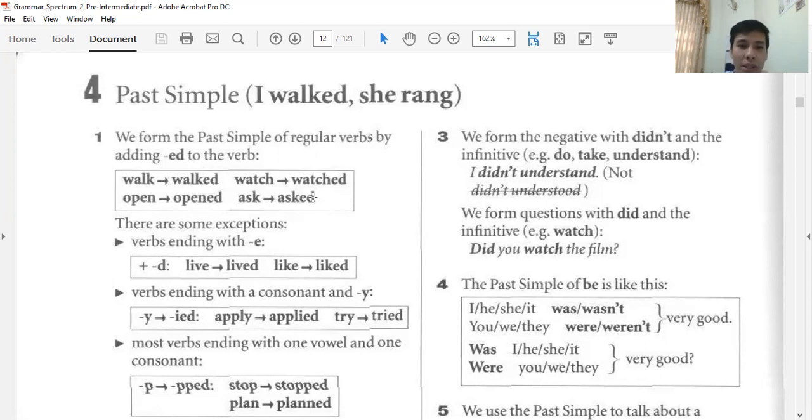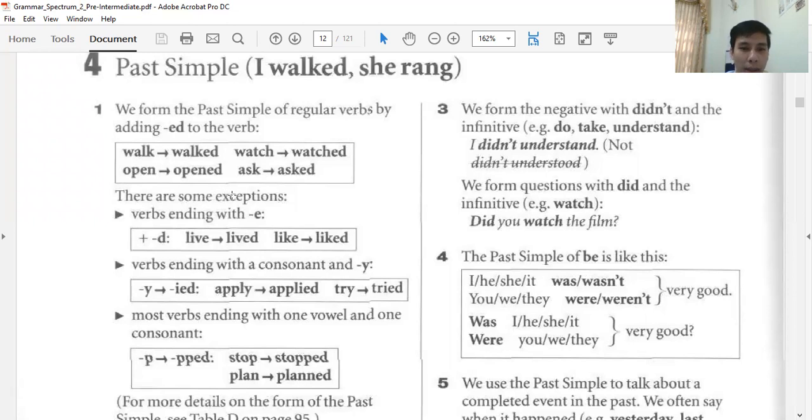So this is the form of the regular verb. We form by adding the letters E and D. Okay, adding ED. And next one, also regular verb, but for the verb that ends in E, we just add D. So for example, like live, L-I-V-E, it ends with E already, and then we just add letter D here. We don't add another E. If we add another E, it is wrong. So we just add D, and then live changes to lived.